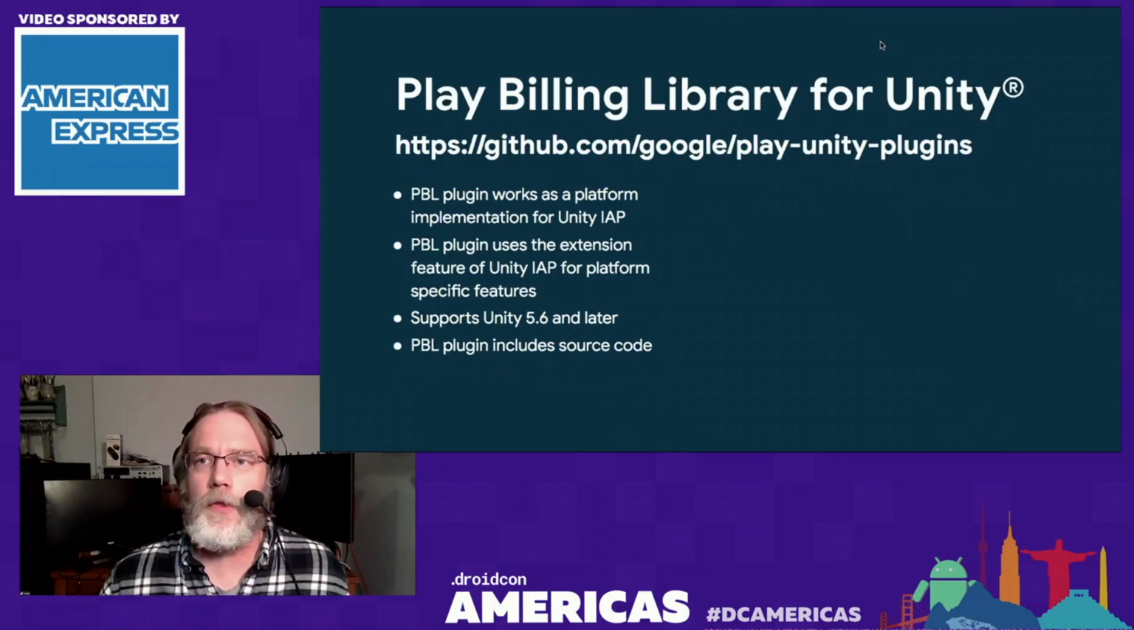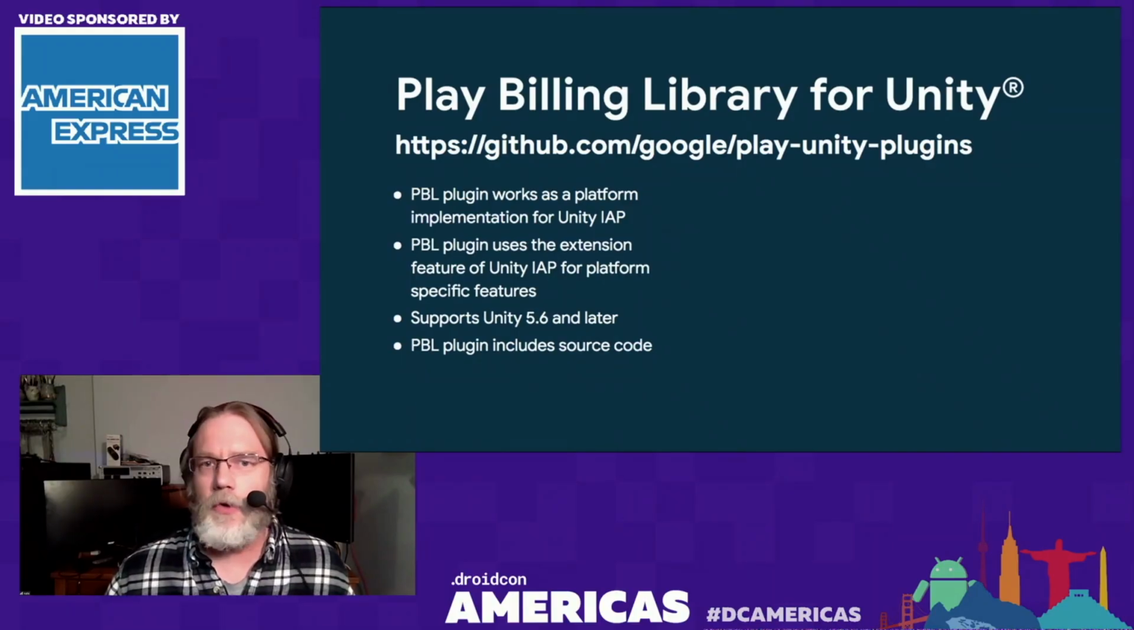So to assist with adoption of the Play Billing library for Unity, Google has built a plugin which is available on that GitHub page. Google provides a variety of plugins for Unity, but specifically this is to integrate the Play Billing library into the existing Unity IAP system. What this means is that developers who are already using Unity IAP can implement the Play Billing library and take advantage of it on their Android versions without having to do any special coding.